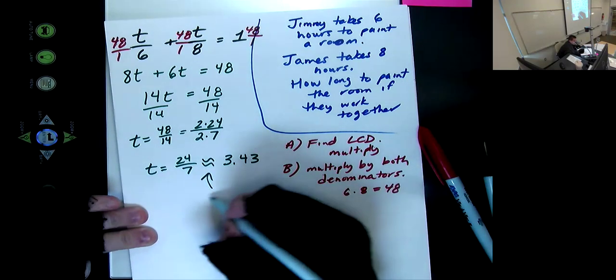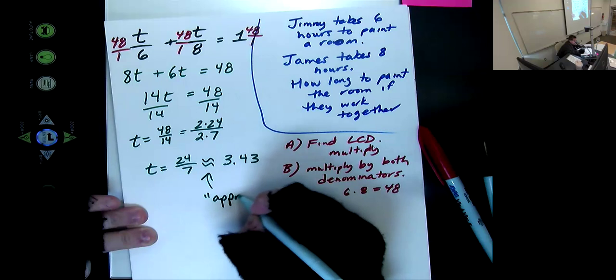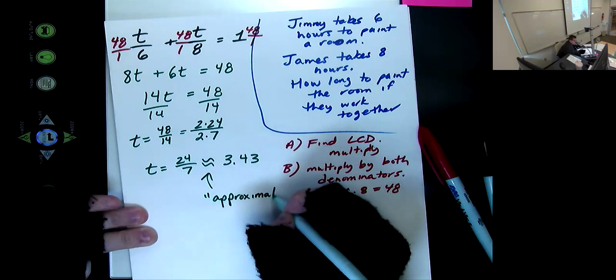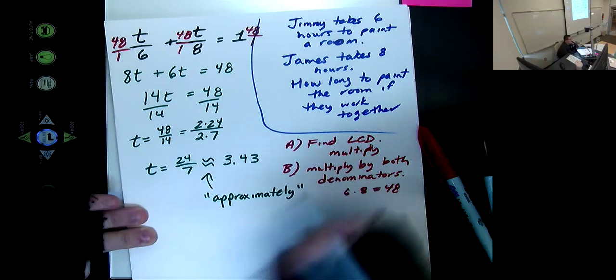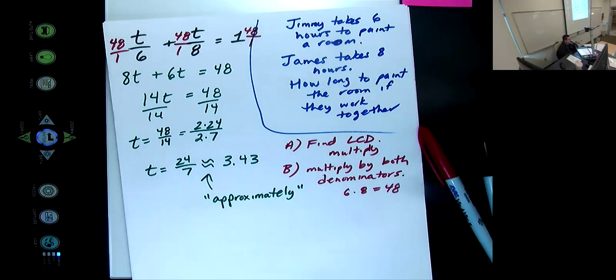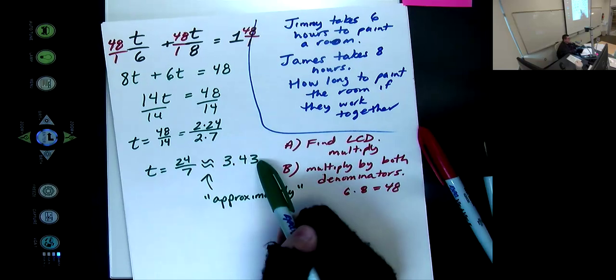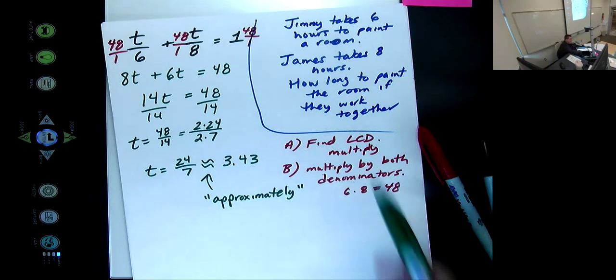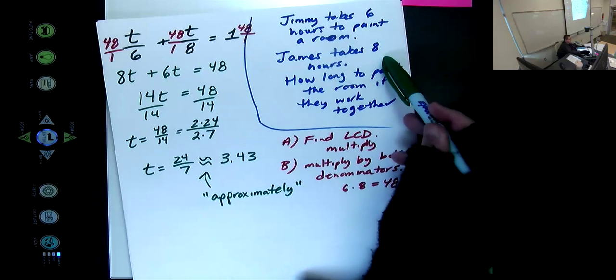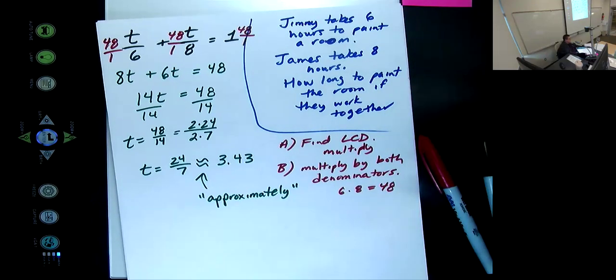That means approximately. When you round, or pretty much if the calculator looks like there would be more numbers if it kept going, you would want to use the approximately symbol. Equals is only reserved for equals. But now that would make more sense: 3.4 hours. Well, it's less than 6 and it's less than 8. It should take less time. If Jimmy took 6 hours and James is helping him, it should take less than 6 hours, right?